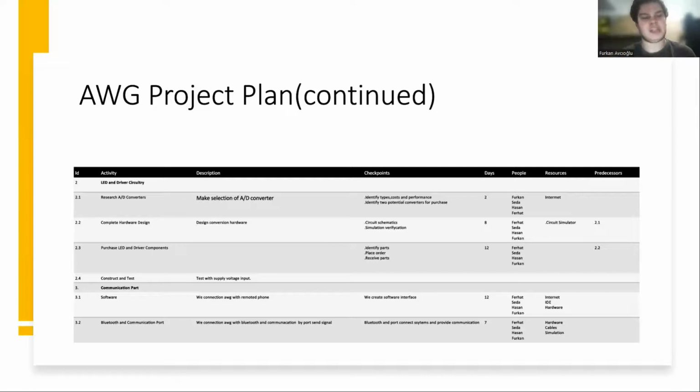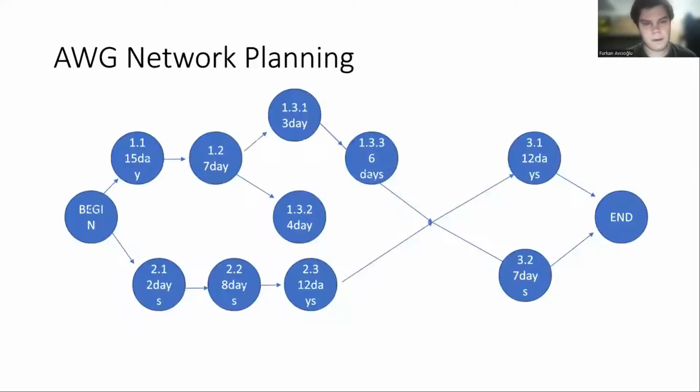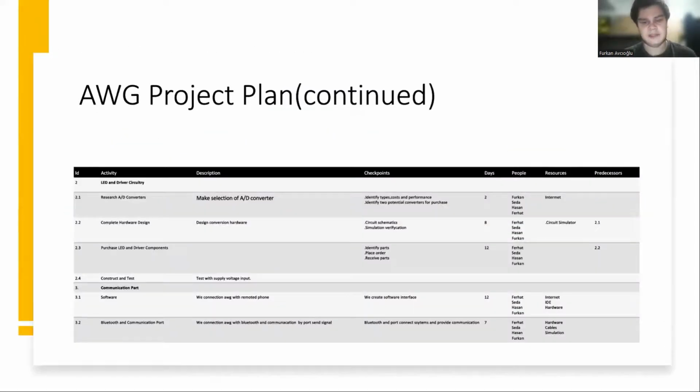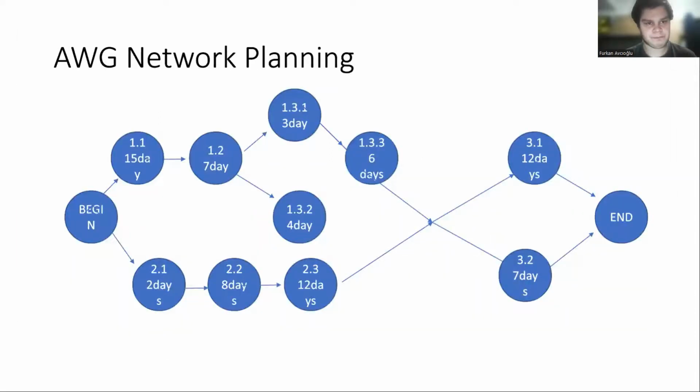The last part is the communication part. In this part, we develop the software communication between the signal generator and the software. After that, we find another way. Bluetooth and communication port help our problem with hardware cable simulation.